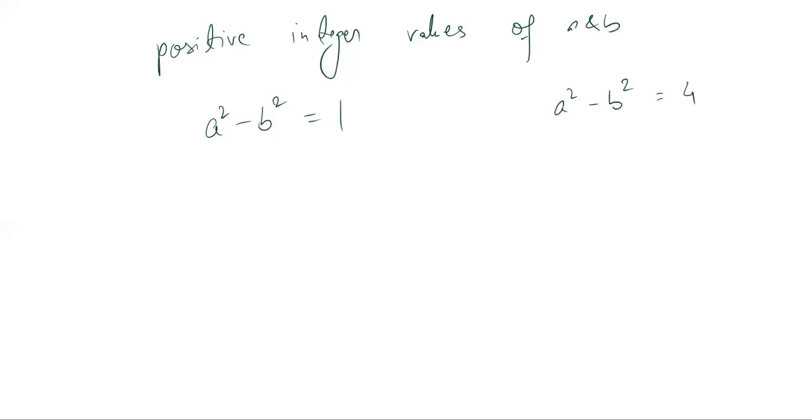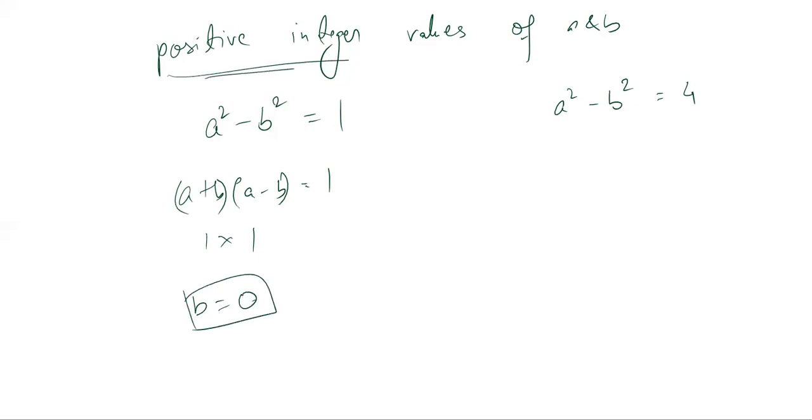But these are two special cases that I want to discuss. You'll understand why. Now you check this out. a square minus b square is 1. So a plus b into a minus b is 1, right? The only way I can break this out is 1 into 1 because it's 1. But if a plus b is 1 and a minus b is 1, then the problem is b is equal to 0, which is not a positive integer. So although this is just an odd number, it's not having any solution of positive integer values of a and b.